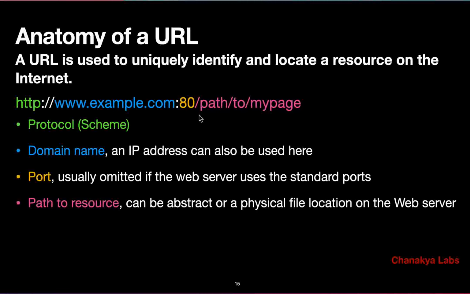Now, the rest of the part is obviously the path to the resource which we are trying to access. The important thing to note here is whether it is a virtual file, which means an abstract path, or an actual physical file, which means an actual file system location on the server. That depends on what type of server. Both can happen, but generally it is a physical file only when it is a static web server. If it is a dynamic web server, then this can be anything. The same file need not exist on the server.